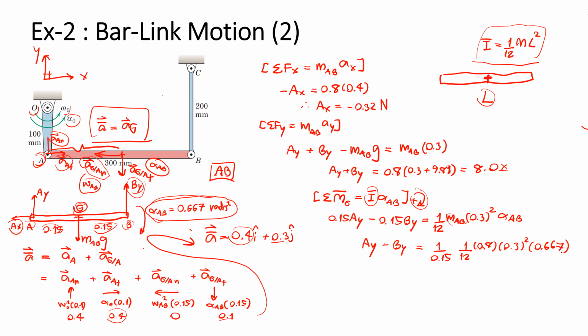So 1/0.15, 1/12, 0.8, 0.3 squared, equal to 0.02668. Okay, can we solve the equation for AY and BY?